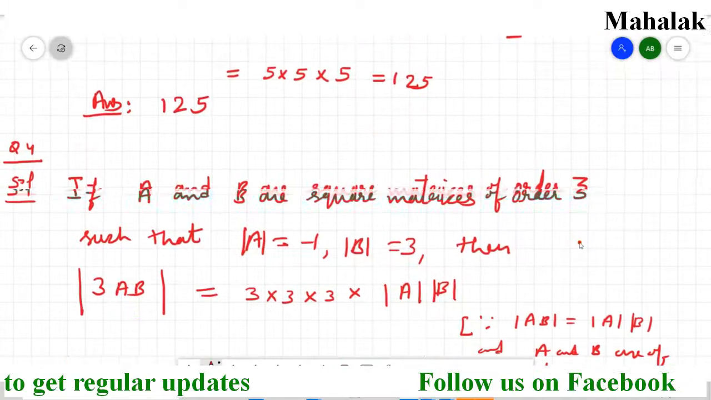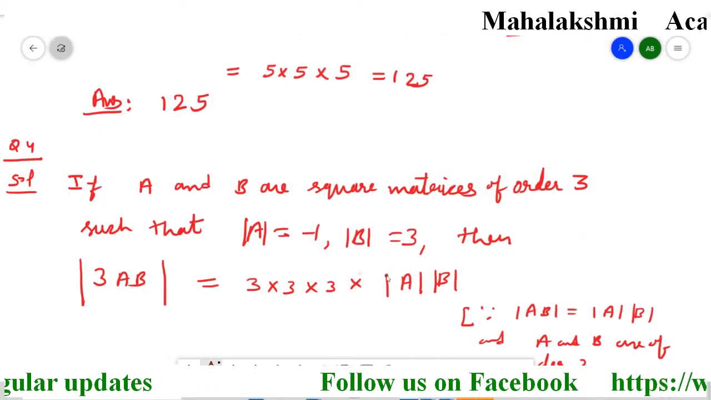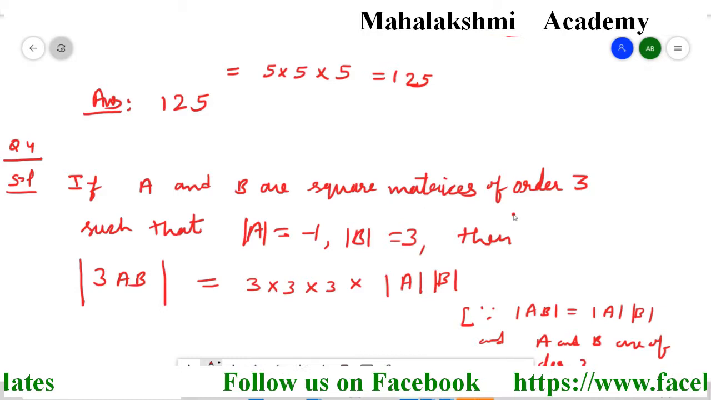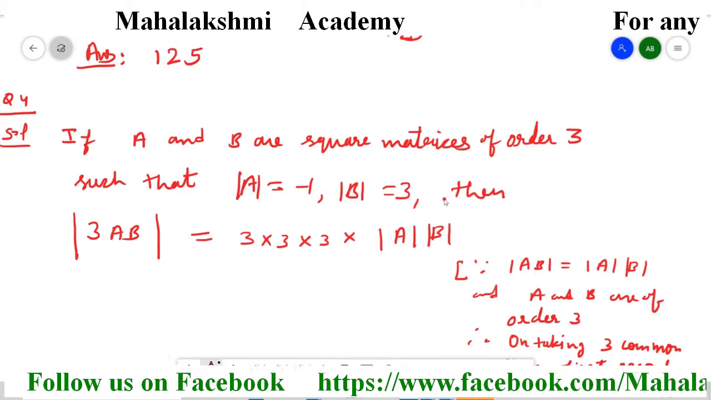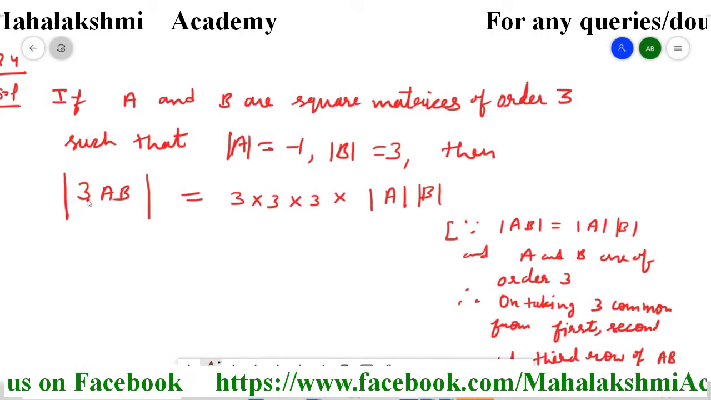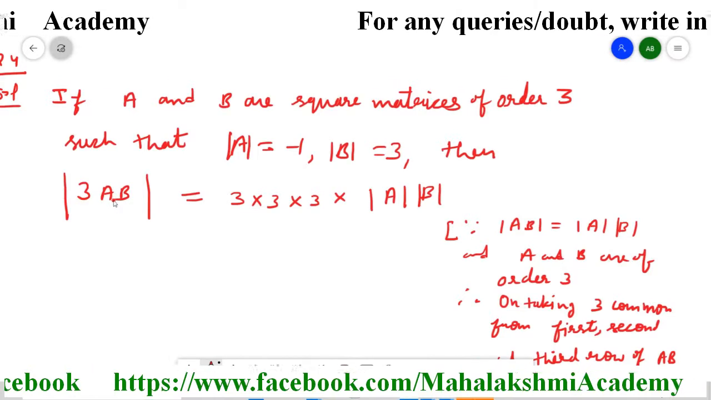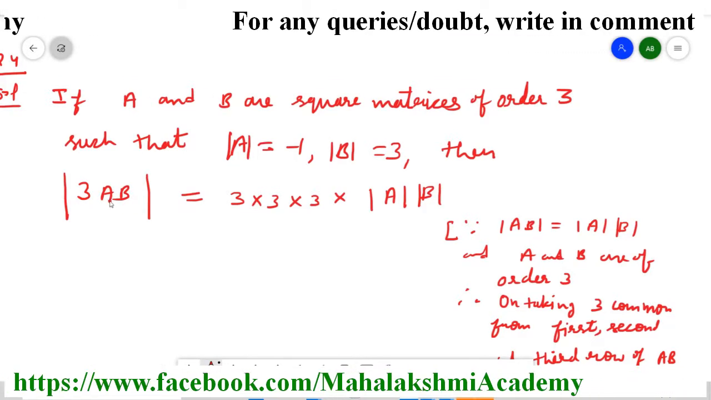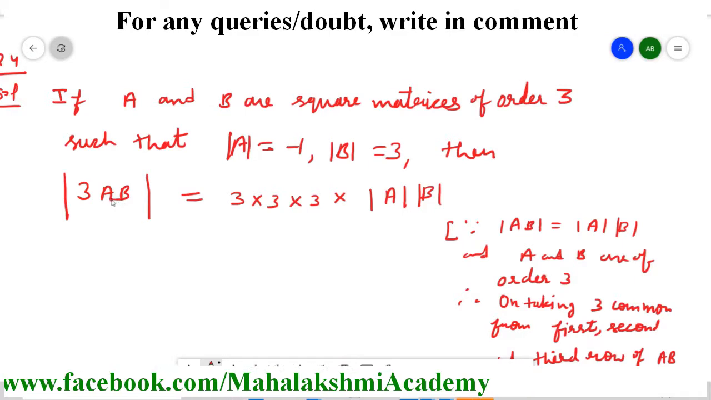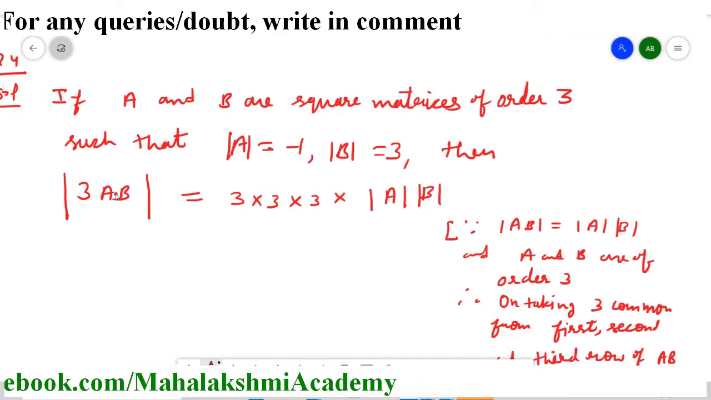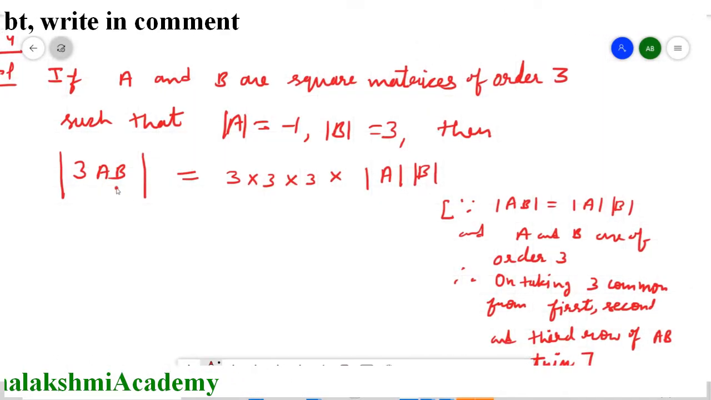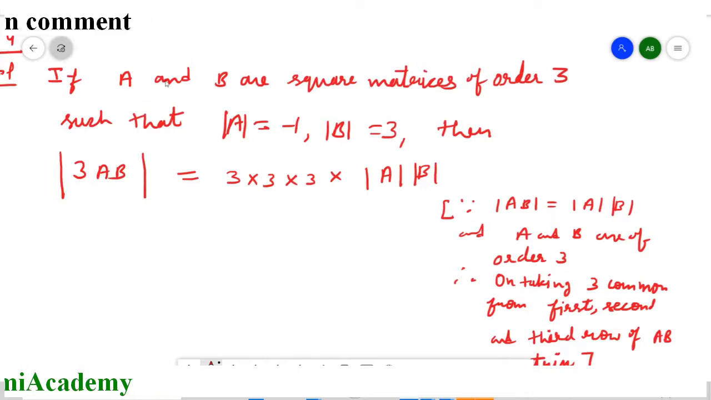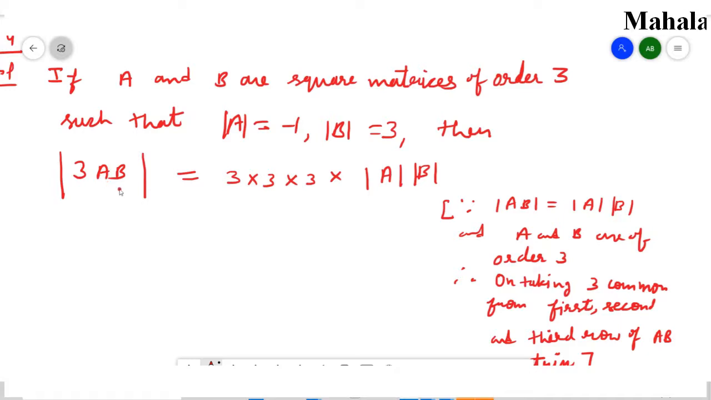The next, question number 4, is also of the same type. In this we have A and B, square matrices of order 3, and the determinant of A is given to us as -1 and the determinant of B is given to us as 3, and we have to find the determinant of 3AB. The meaning is first A and B will multiply, then 3 will multiply by whatever product we get, and we have to find that product's determinant. A is a square matrix of order 3 and B is also a square matrix of order 3. So AB will also become a square matrix of order 3.